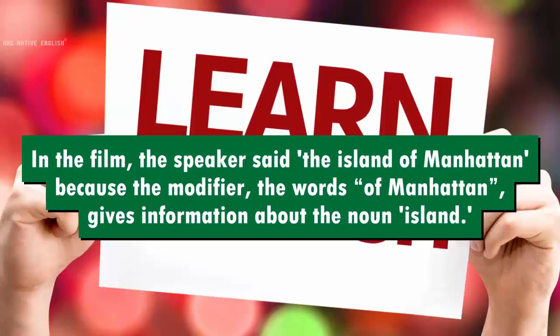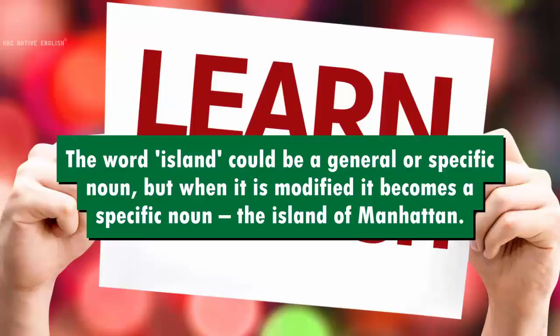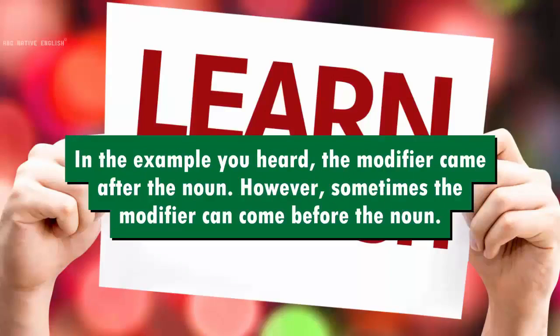In the film, the speaker said the island of Manhattan because the modifier, the words of Manhattan, gives information about the noun island. The word island could be a general or specific noun, but when it is modified, it becomes a specific noun, the island of Manhattan. In the example you heard, the modifier came after the noun. However, sometimes the modifier can come before the noun.